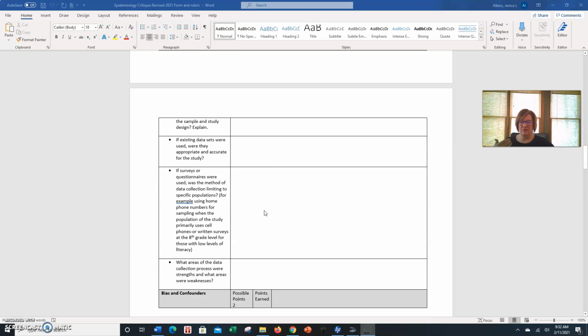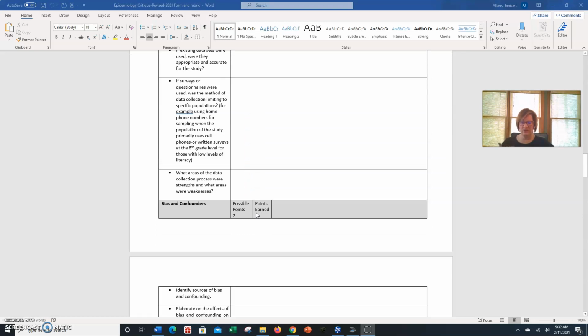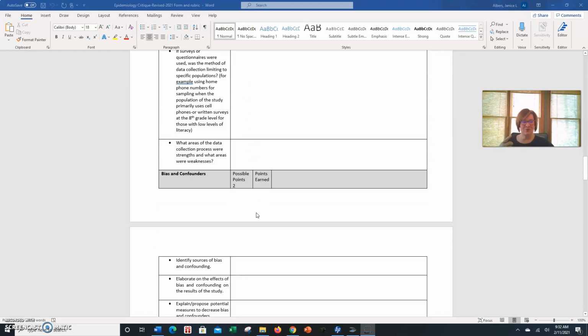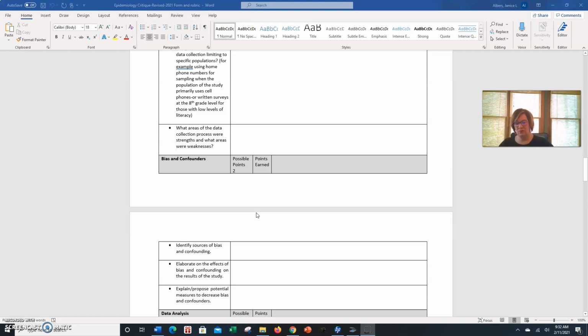So if there are surveys or questionnaires, were they gathered in an appropriate way? Were they gathered in a way that excluded certain populations? Were they only online? Therefore, certain populations may be excluded. All of those types of things are things to consider. Always ask those critical questions. I can't emphasize that enough, and this will serve you well as you move forward.